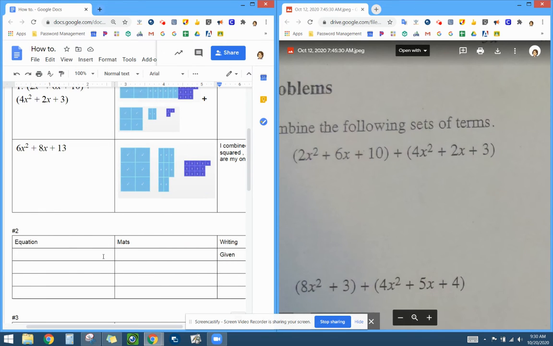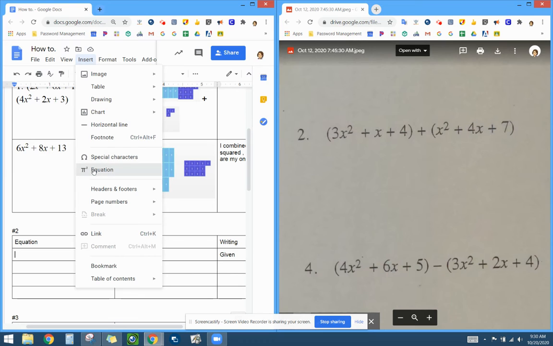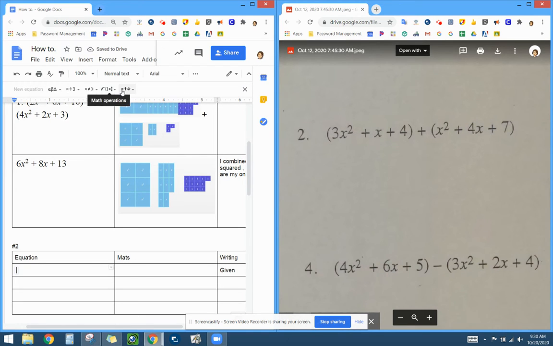Continuing that same path, we're then going to type our next equation. So equation number 2, I go to the PDF. And now to write it in equation form, I go to Insert, Equation. And I'm able to use all of these tools up here in order to write this. So we're going to write it exactly as it is from the PDF: 3x caret 2 plus x plus 4, end parenthesis, plus open parenthesis, x squared plus 4x plus 7.